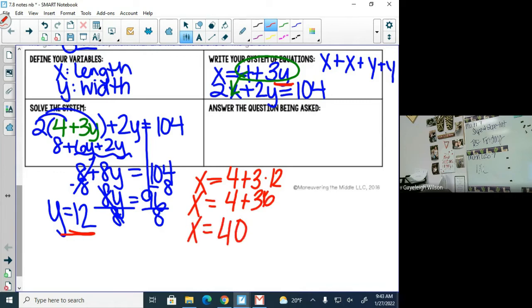Yeah. He just says random numbers. All right, so length is 40, width is 12. But it asks for the perimeter. No, it didn't. The question said, what are the dimensions? The dimensions are the length and the width.